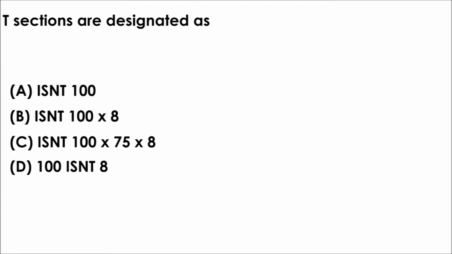Question number 8. T sections are designated as: option A, ISNT 100. Option B, ISNT 100 by 8. Option C, ISNT 100 by 75 by 8. Option D, 100 ISNT 8. The correct answer is option A. T sections are designated as ISNT 100.